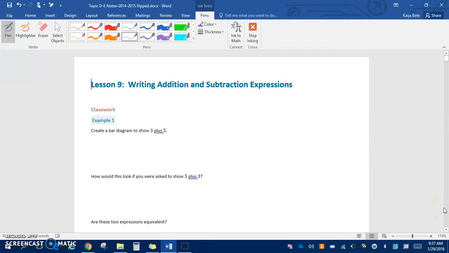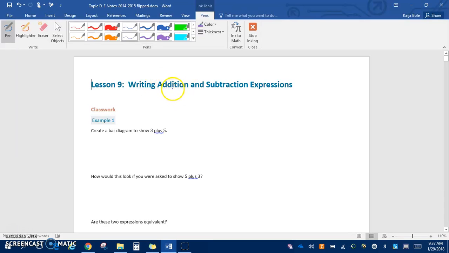Alrighty, so here we are on lesson 9, writing addition and subtraction expressions. So make sure you're on the very first page of your note package. We're kind of going back and forth a little bit. But before we get started, I want to talk about some key words that we're going to be seeing for addition and subtraction. And we do have these up on our posters in the room, but I want to make sure you have them in your notes.